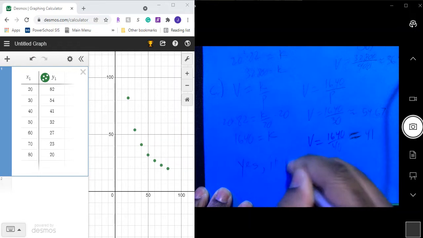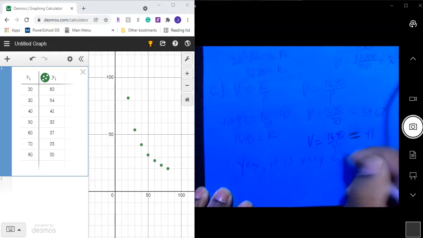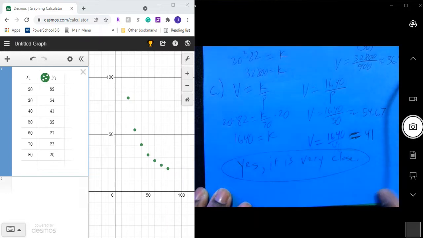And we could say it is very close. All right. So now we go here to D. It says predict the volume of the gas if the pressure is 65 pounds per square inch using a graph in part A. Okay, so they want us to use the graph, and they tell us that the pressure is 65 pounds. So what we could do, we could take 1640.